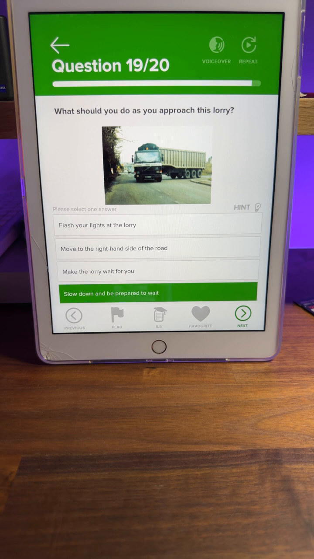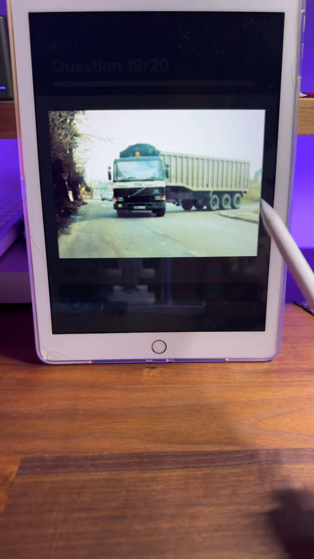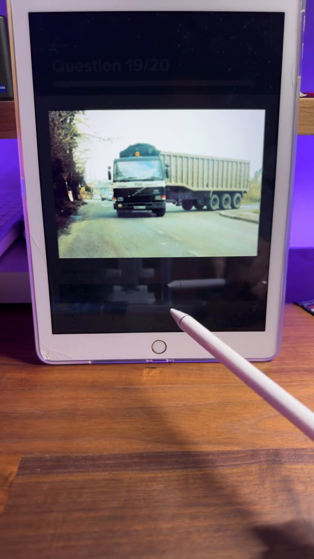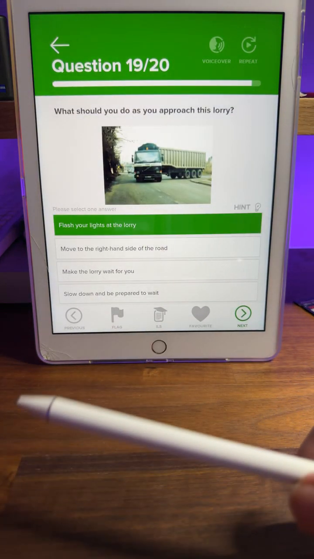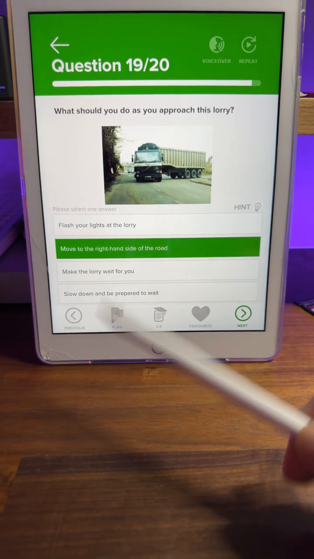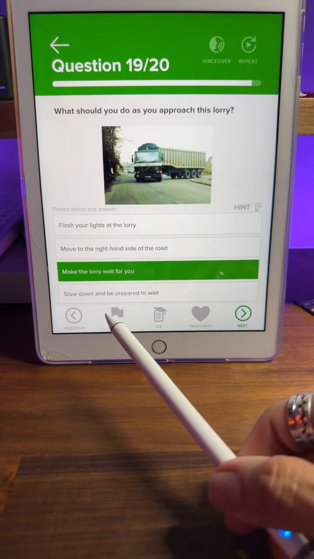Okay, is a lorry coming through? He might not be able to stop in time, okay? And he needs a wide turn, so the back of the vehicle doesn't go over that pavement bit there, yeah? He needs that turn. He needs to come out really wide. So the safest option, flash your lights to the lorry? No. What's that going to achieve? Move to the right side of the road? You're going to go there and block him? That doesn't make sense. Make the lorry wait for you?